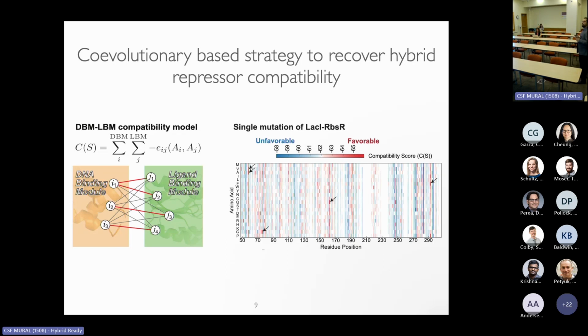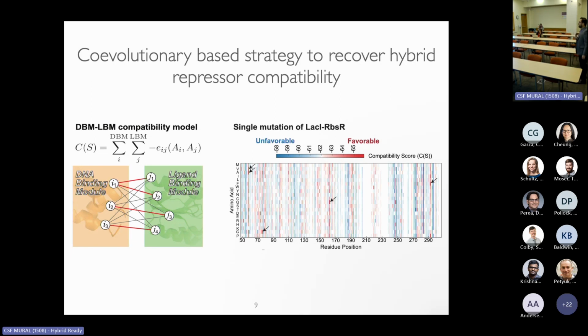So assume that you have a transcription factor, a protein that has two modules. One is a DNA binding module on the left, in orange, and then there's another module that is a ligand binding module, right? So that recognizes some ligand.